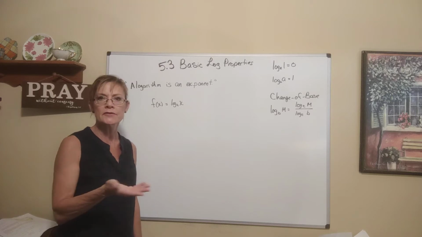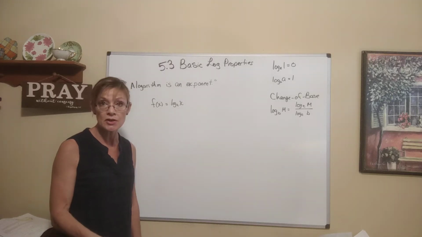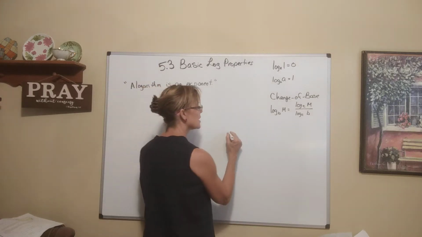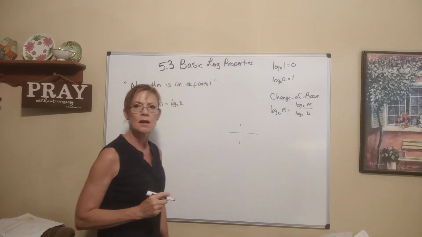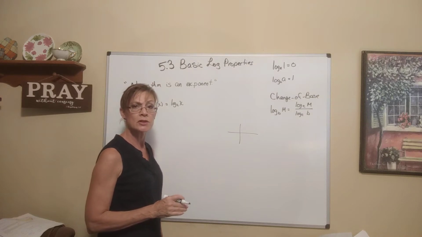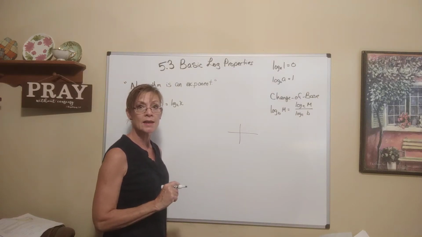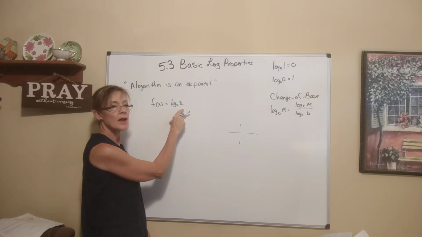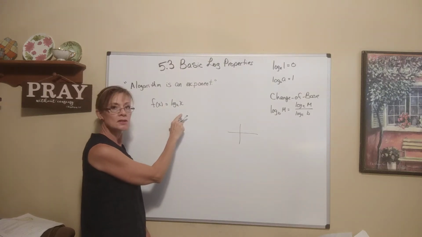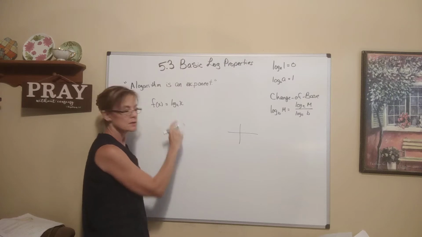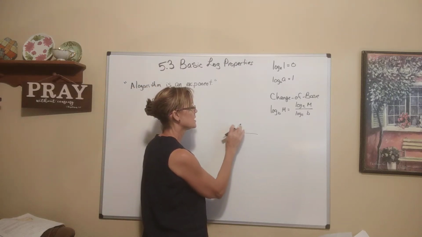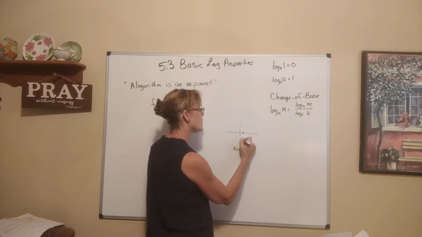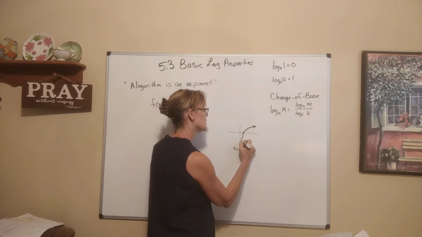But first, let's define it as a function. We've already seen the graph. Let me just remind you what the graph looks like. This is the basic graph of a logarithmic function, f of x is equal to log base a of x, where the base a is greater than 1. If the base is greater than 1, it has a vertical asymptote at x equals 0, an x-intercept at 1, and it is an increasing function.